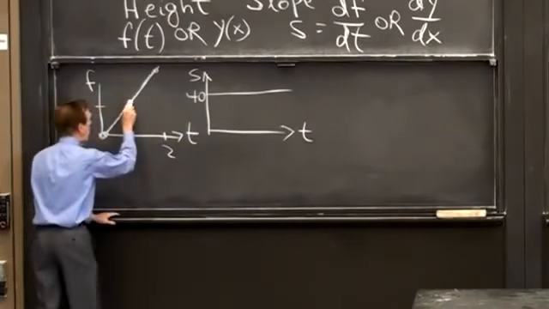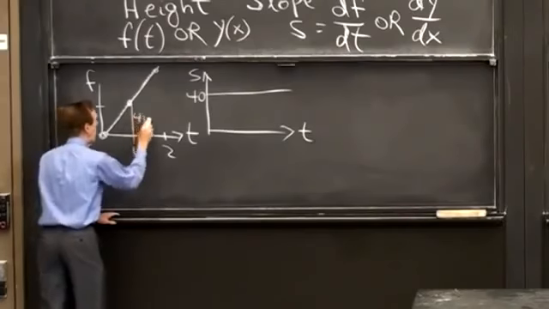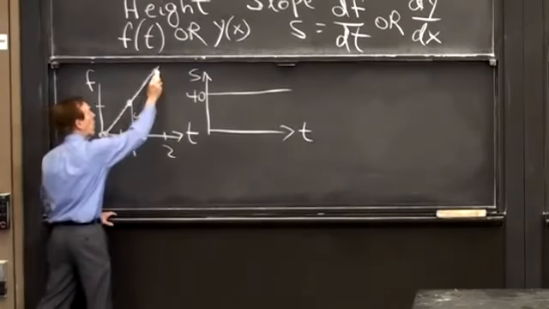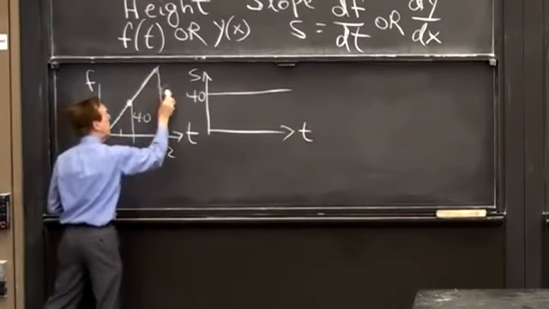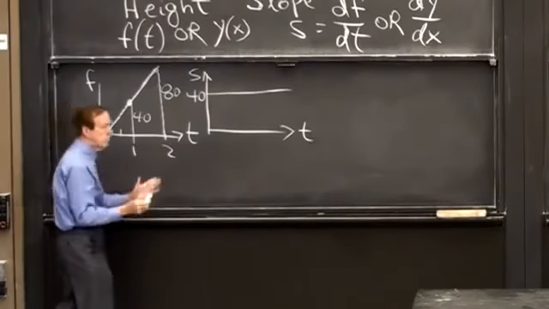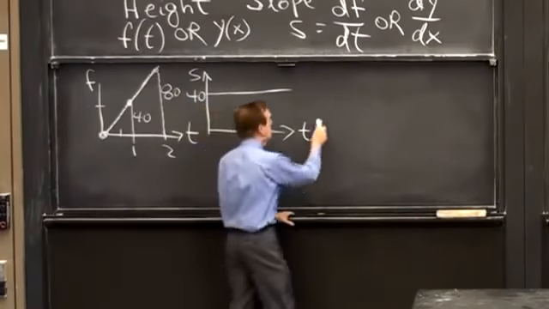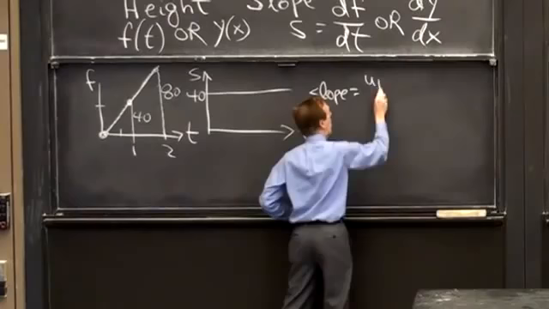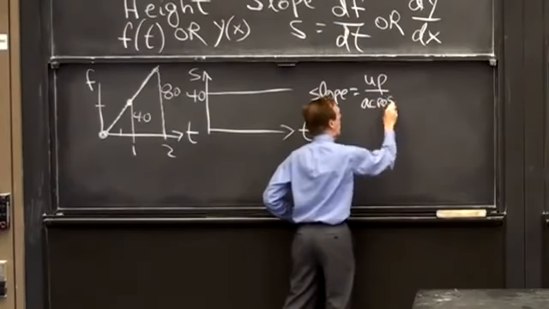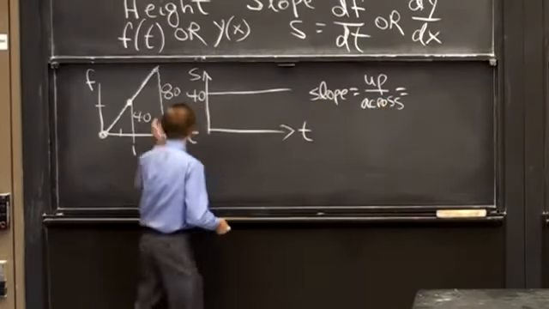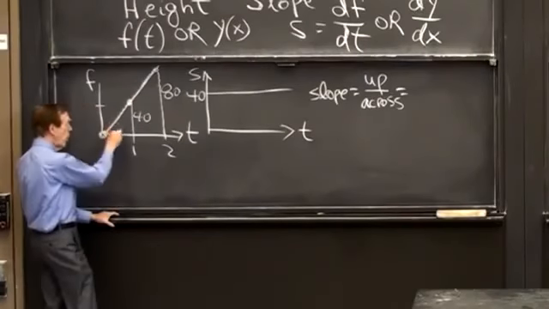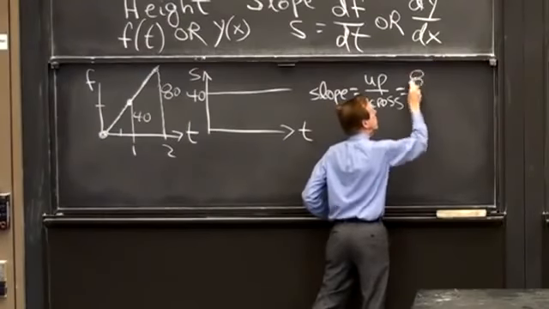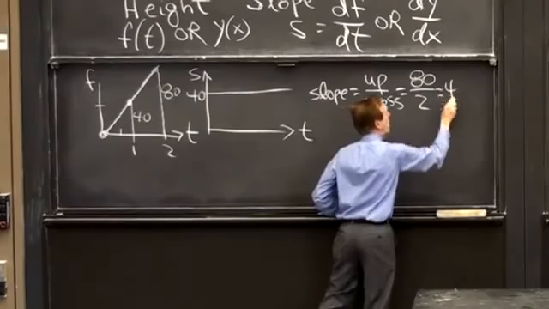It's the distance up, which would be 40 after 1 hour, divided by the distance across, 40 over 1, or 80 over 2. Doesn't matter because we're traveling at constant speed. So the slope, which is up over across, is 40 over 1, 80 over 2, 20 over 1/2. I'll put 80 over 2 as one example, 40.